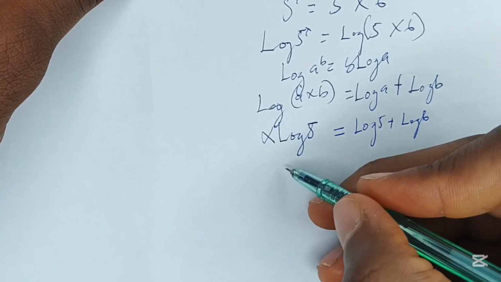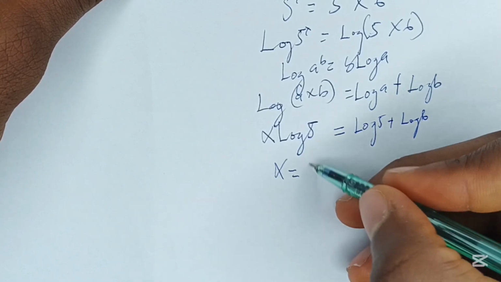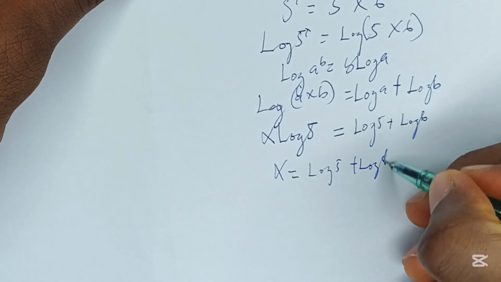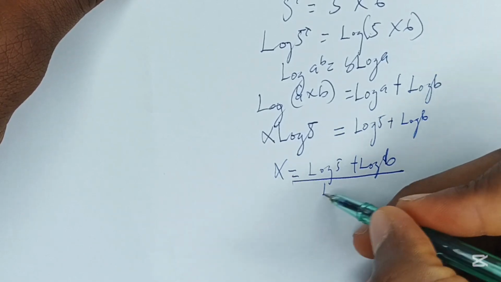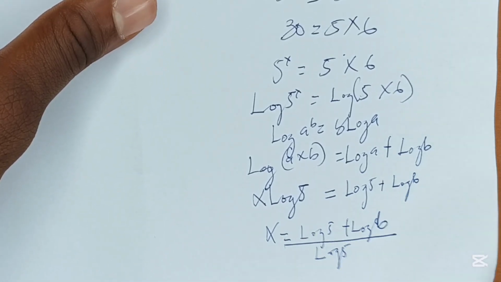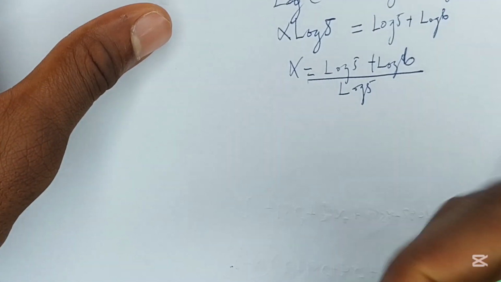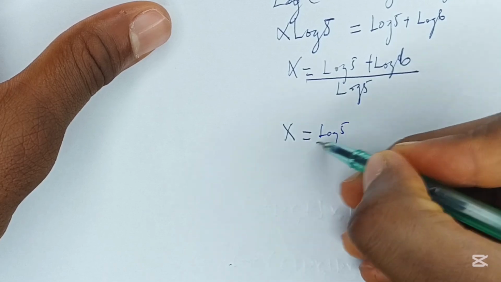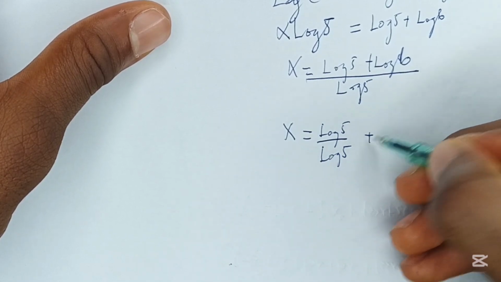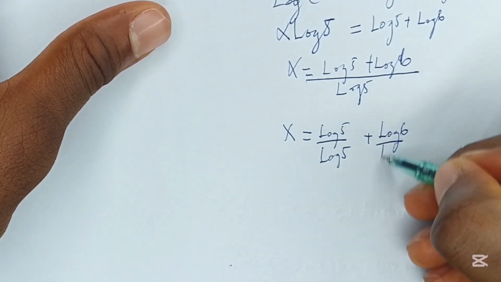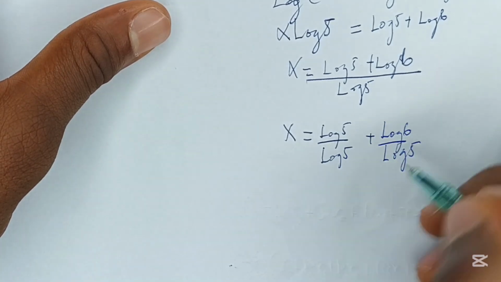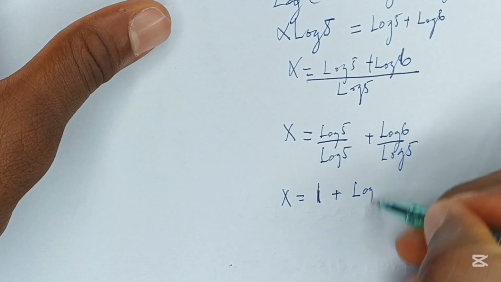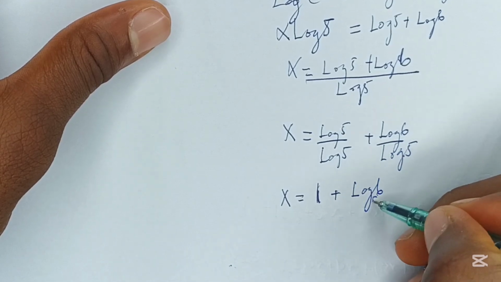Moving on, we're going to have x to be equal to log of 5 plus log of 6 divided by log of 5. From here, we now have that x is equal to log of 5 over log of 5 plus log of 6 over log of 5. Hence, our x now becomes equal to 1 plus log of 6 to the base of 5.